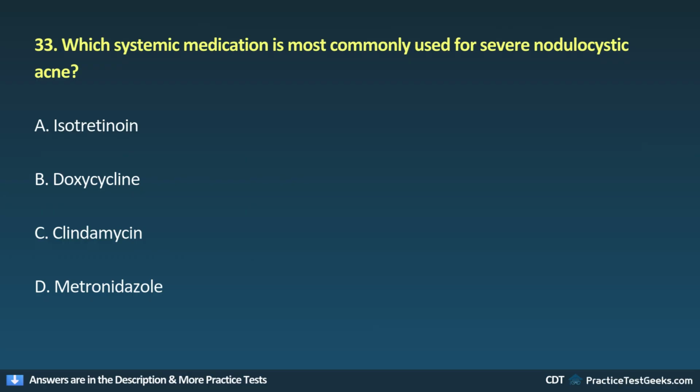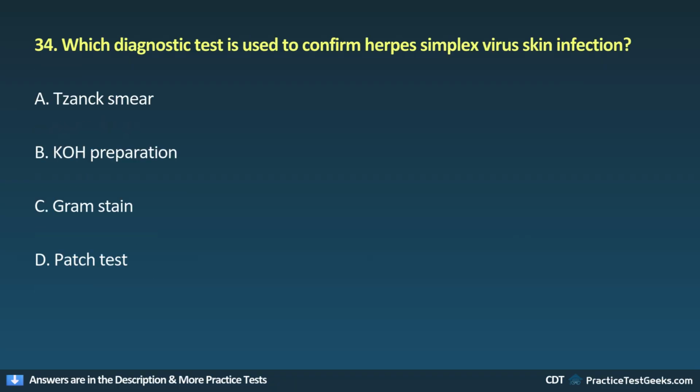33. Which systemic medication is most commonly used for severe nodular cystic acne? A. Isotretinoin. B. Doxycycline. C. Clindamycin. D. Metronidazole.